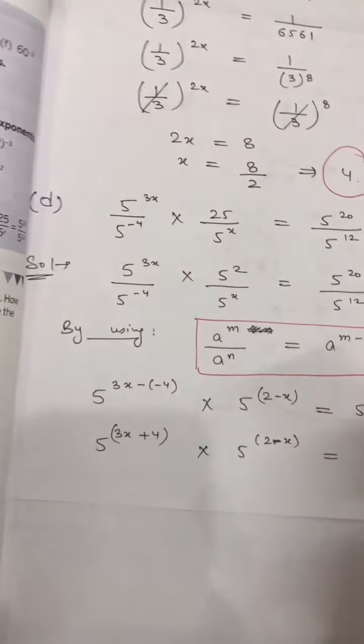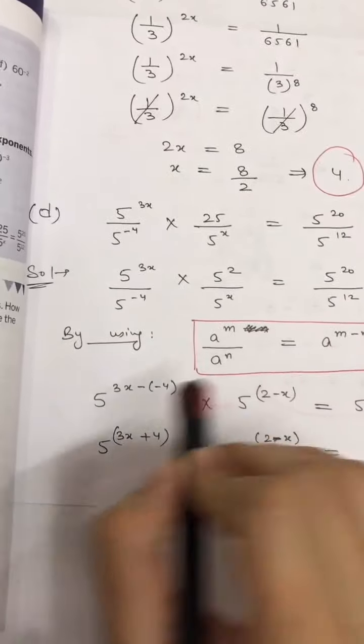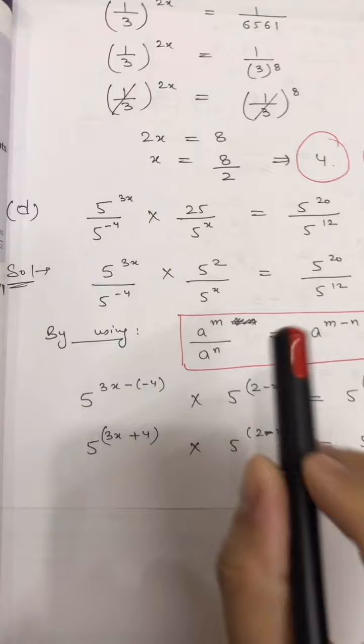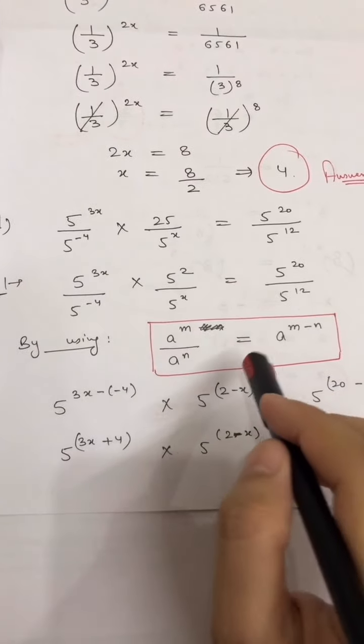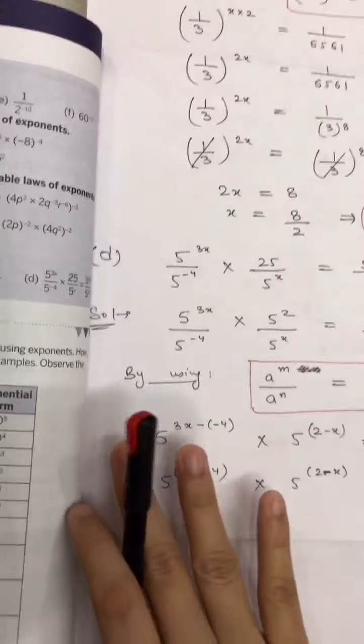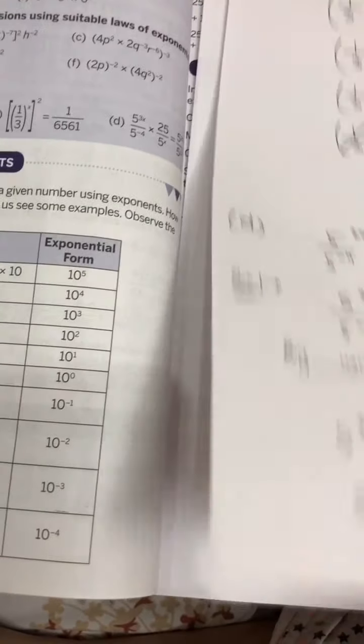You cannot go for a direct simplification. You have to mention which law you are going to apply, and then you have to put the value according to the law. Got it?